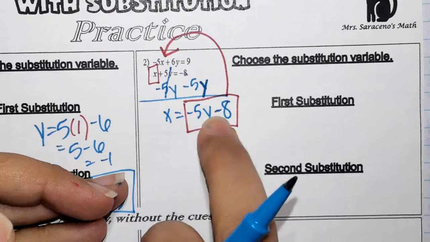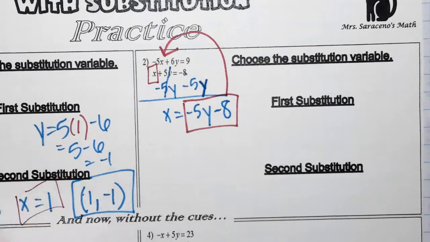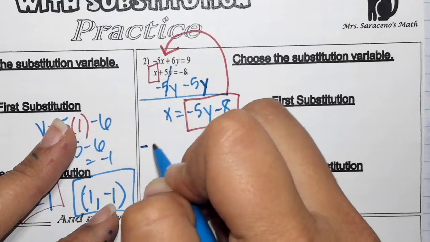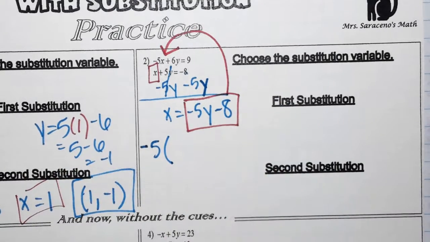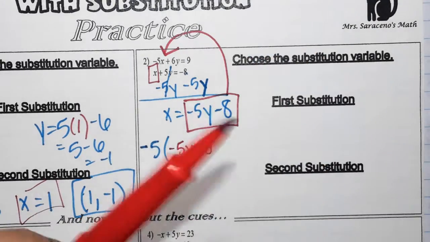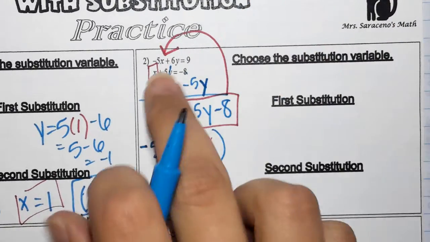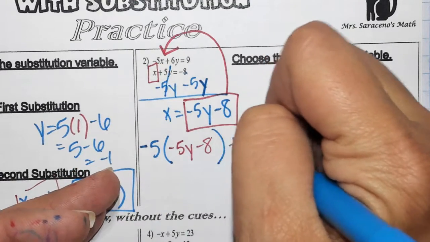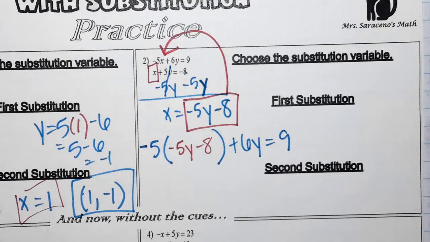Stop. And we're going to plug in what x equals up here. So it'd be negative 5. I'm going to write negative 5 times what x equals, negative 5, minus 8. Paris, I love it, but give somebody else a chance. What comes next? Plus 6y equals 9. Yes.